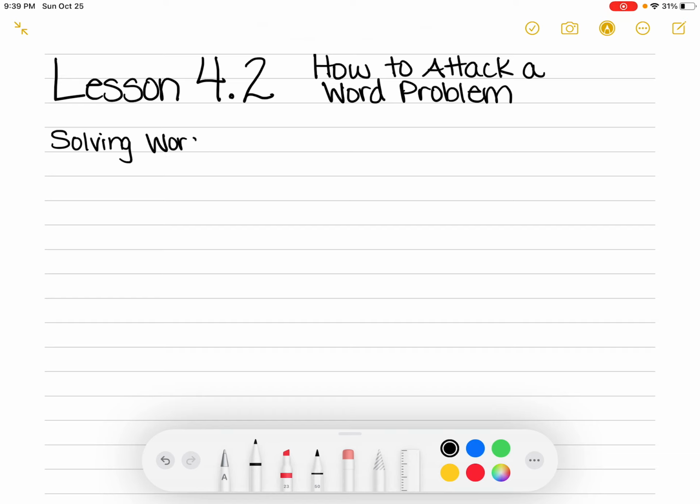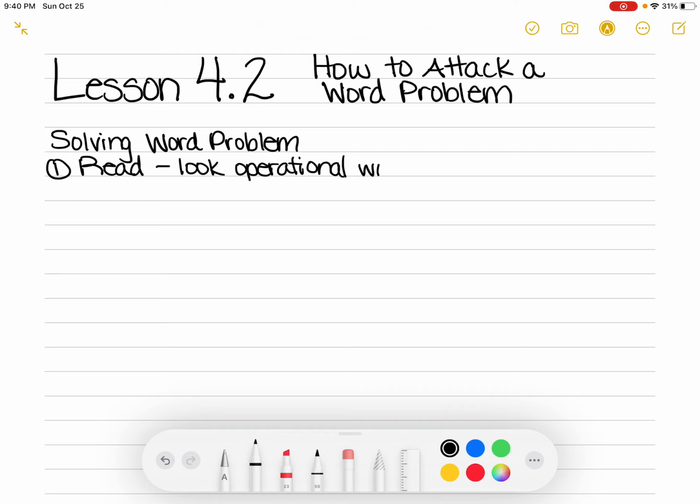Okay, so solving word problems. Remember, if I go too fast, just hit pause so that you can get everything written down. The first thing I want you to do is read the problem. I'm not going to write everything down that I'm saying. You can add more if you want to. When you're reading it, look for operational words. We've talked about those in past notes, so you can go back and look at those.